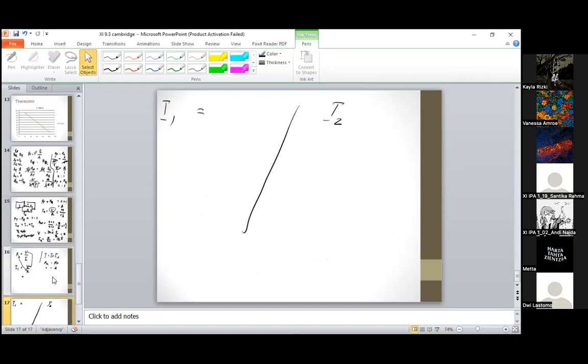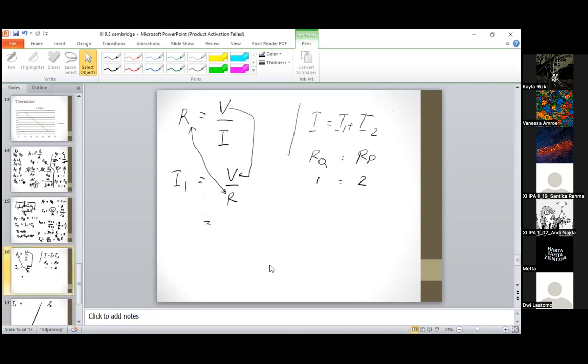So let me go back to this concept. If the V is constant, the R and the I are inversely proportional. If I write down this equation, V is I R, and when the V is constant, when the I is getting higher, the resistivity is getting lower, or when the resistivity is getting higher, the current will be lower. Okay, do you get my point?